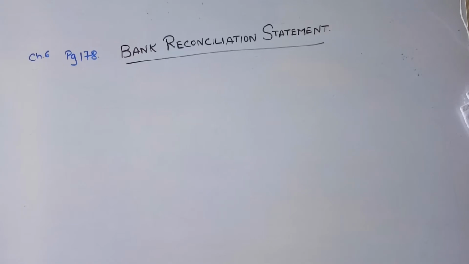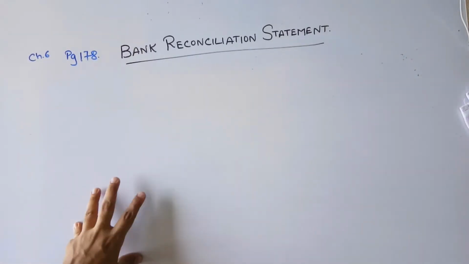So, in the previous class of bank reconciliation statement, we had understood what exactly a bank reconciliation statement is. It is nothing but a statement we prepare just to reconcile the differences between the balance as per the cash book and the balance as per the passbook.